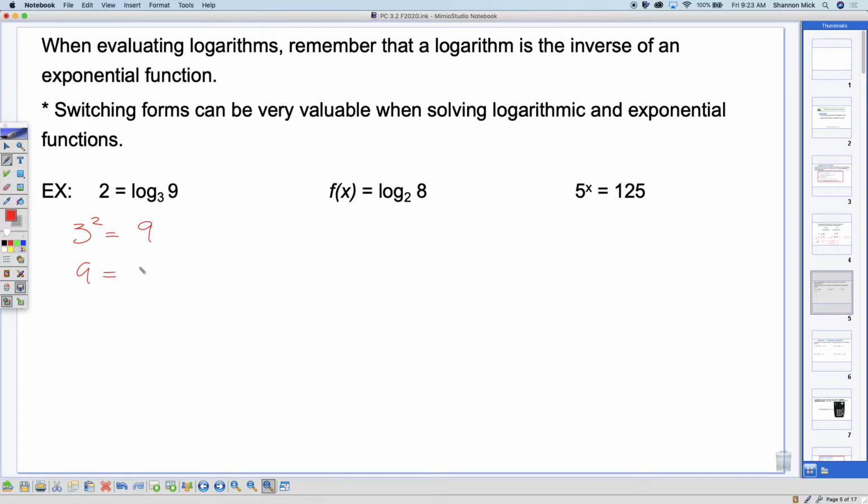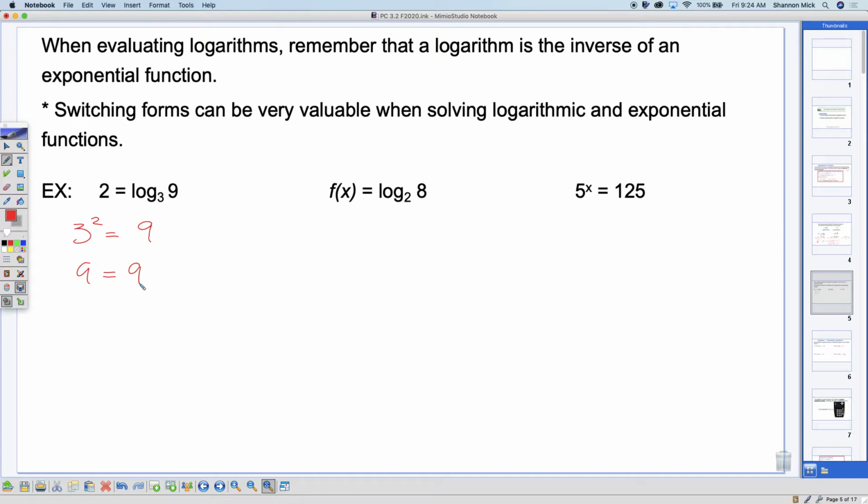9 equals 9. But anytime you get stuck, because I'm going to have some rules with logarithms that we can use, anytime you get stuck, the next thing you should do is switch forms. That's what you should do. So this one we're going to actually solve.